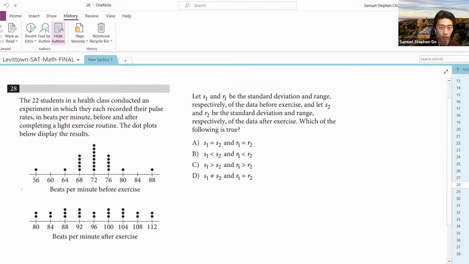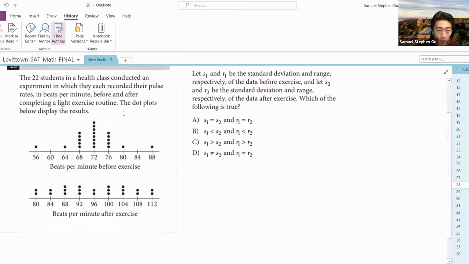So in this question, you're given this... I cannot find my drawing. There it is. Okay. In this question, we're given these two graphs, two frequency plots, basically, where 22 students in the class conducted an experiment recording their pulse rates in beats per minute before and after a light exercise. So they're the same students just before and after exercise.